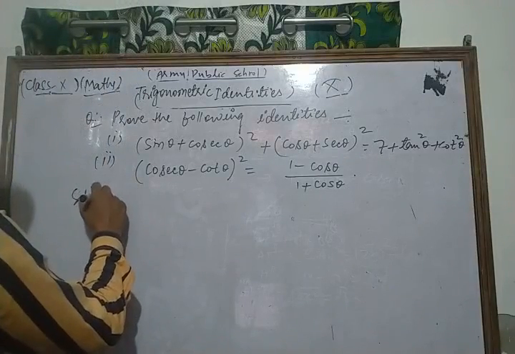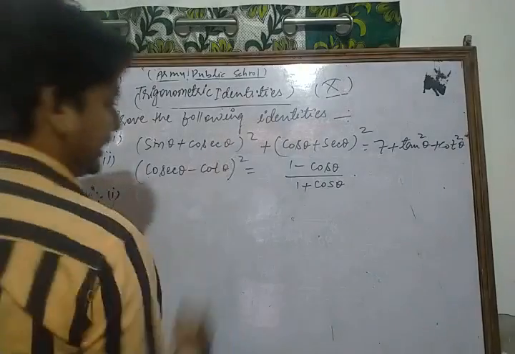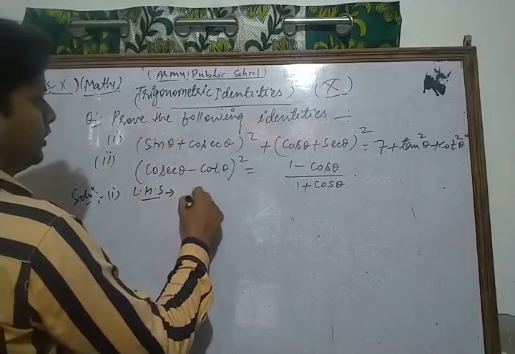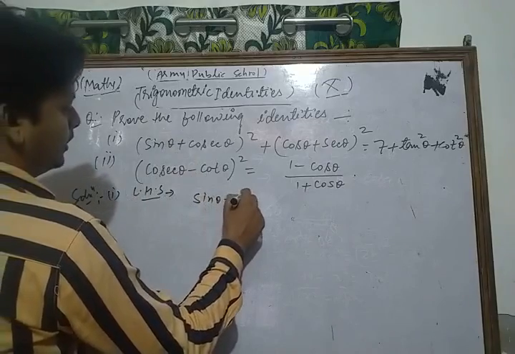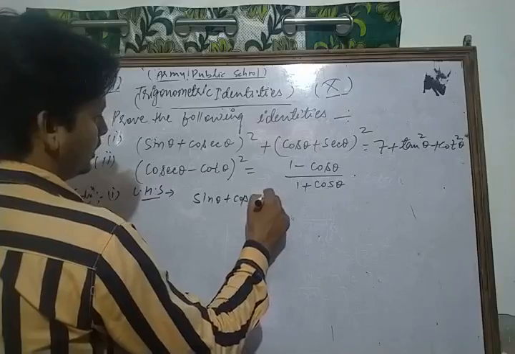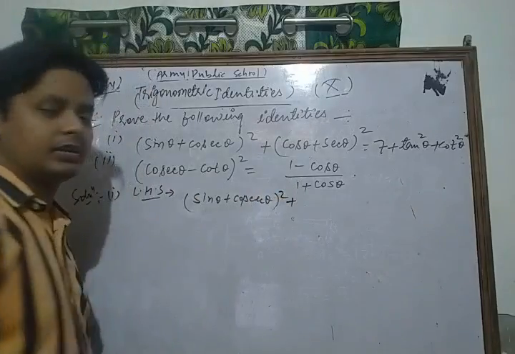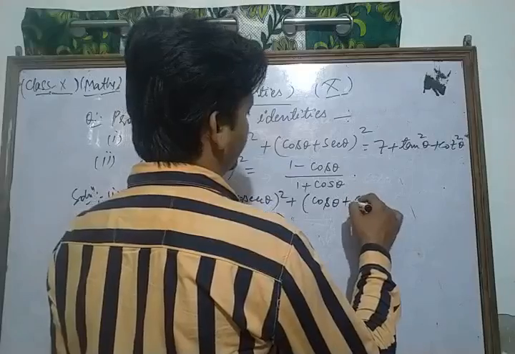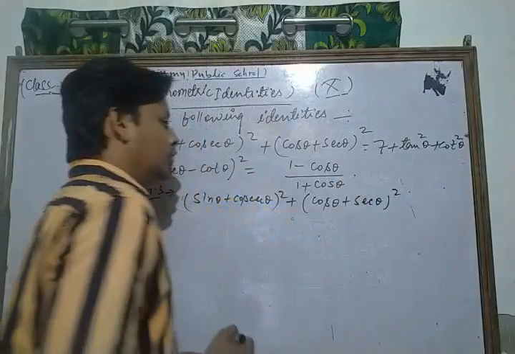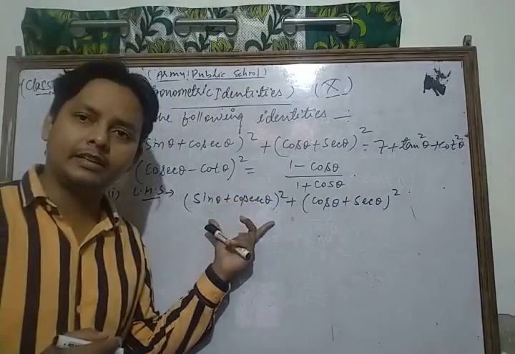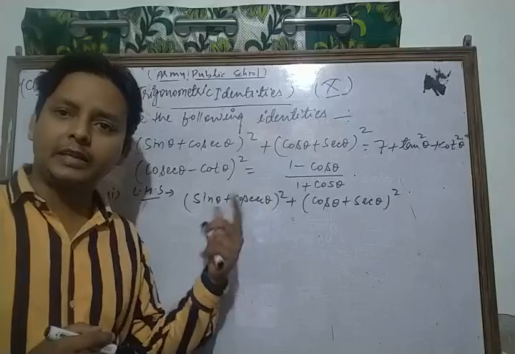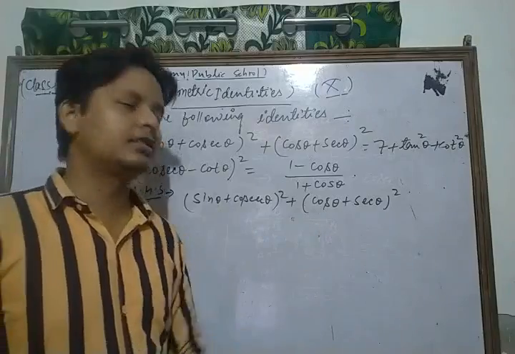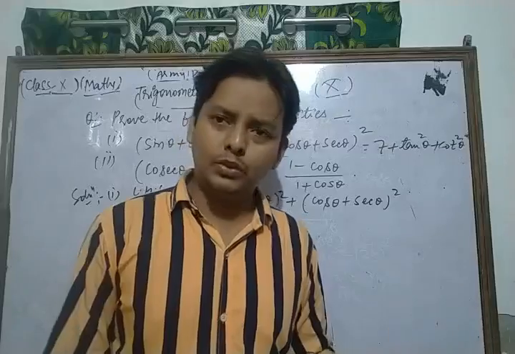First of all, we solve the first part of these questions. We take the left hand side, which is (sin theta plus cosec theta) whole square plus (cos theta plus sec theta) whole square. Dear students, first of all we expand it by using the algebraic identity (a plus b) whole square. Here a is sin and b is cosec; here a is cos and b is sec.